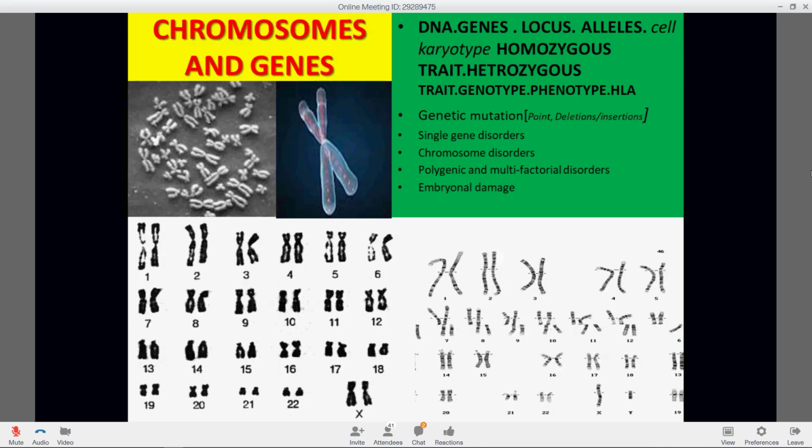We have 2 pairs of genes that transmit the same criteria, one from the father and the other from the mother. So these genes are called alleles. If these alleles are transmitting the same criteria, we call it homozygous. If they transmit a different criteria, we call it heterozygous.